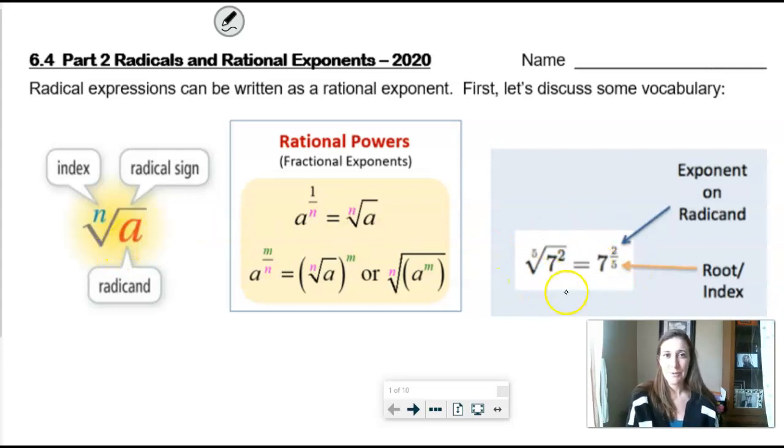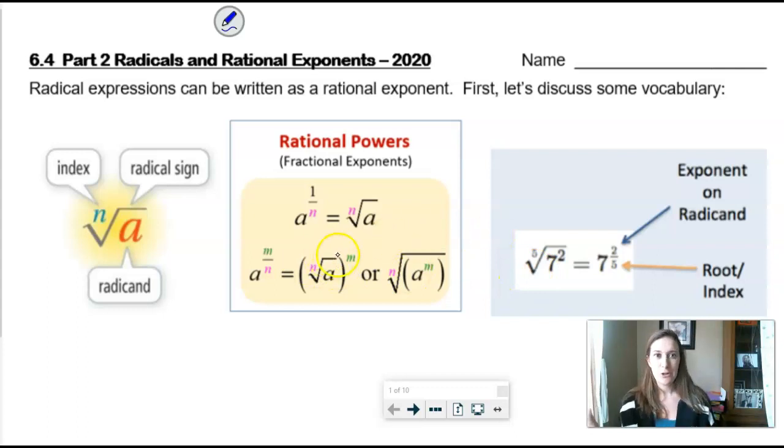I think this example shows you the best way to convert from one to the other. Whatever the index number is becomes the denominator of your exponent, and whatever is in the power becomes the numerator of the exponent. So the fifth root of 7 squared is the same thing as 7 to the 2/5 power. Flip side of that, if I had 7 to the 2/5 power and I needed to convert it to a radical, I would say it's the fifth root of 7 squared.